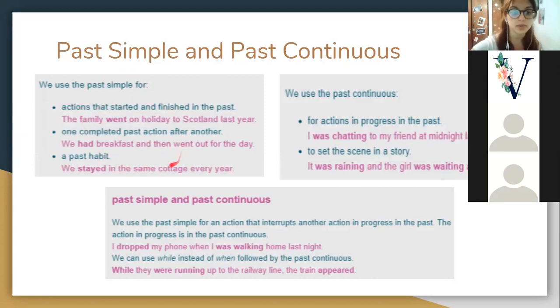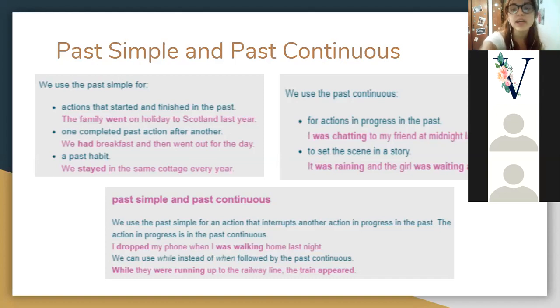When did we use the past simple? To talk about things that start in the past and finish in the past. Good. Something that starts and finishes in the past. No connection to the present. What's another use? What happens when we have more than one action? We use past simple. Right, so a sequence of actions, one action after the other. And the last one is the past for habits. That is the past of the simple present.